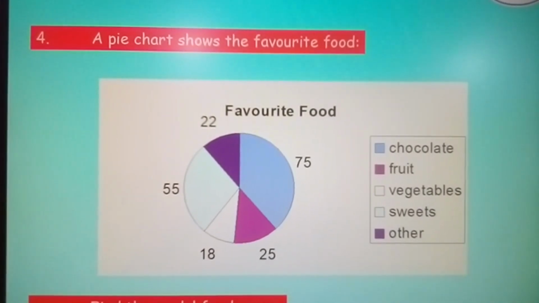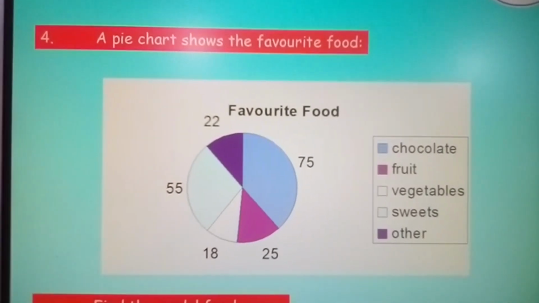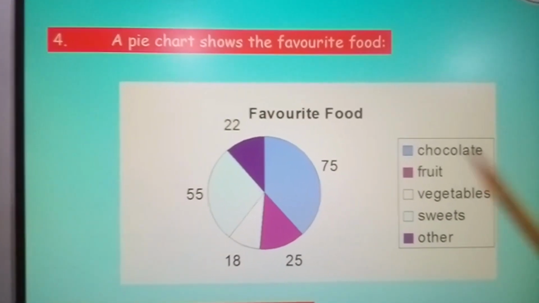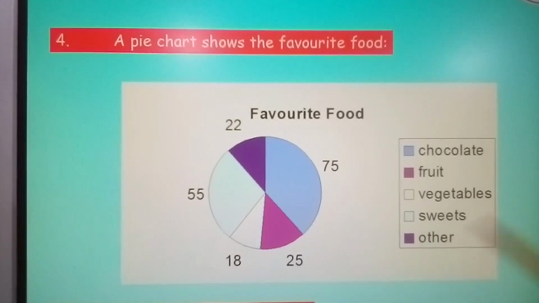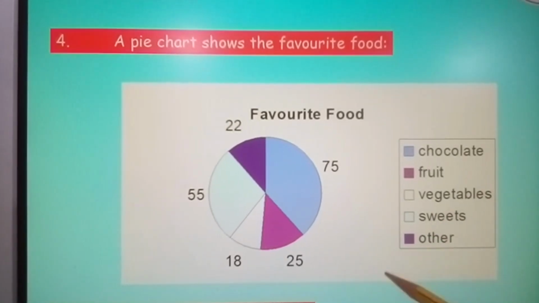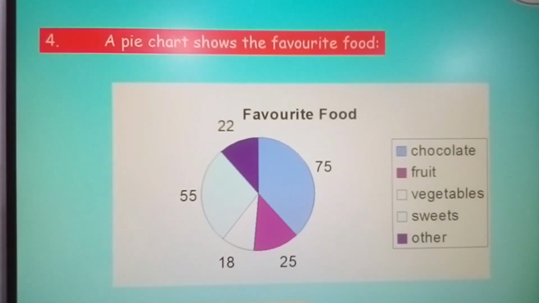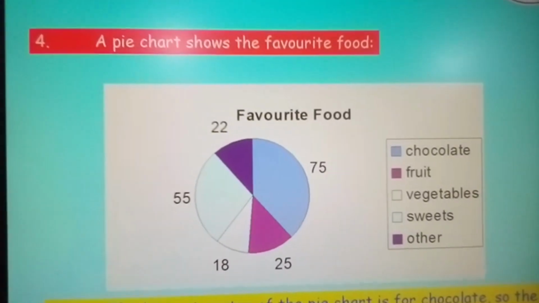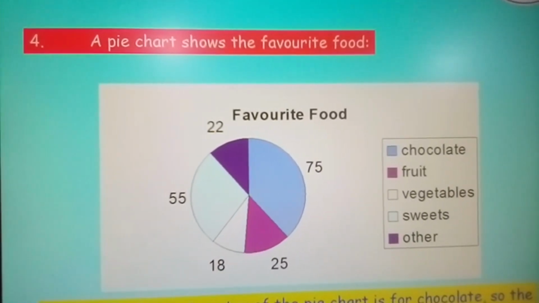Now, question on mode. A pie chart shows the favorite food. And again here, this should not be a problem. We have chocolate, fruit, vegetables, sweets, other. And the mode here, again, is going to be, tell me, I'm waiting. It's going to be chocolate, of course. The biggest sector of the pie chart is for chocolate, so the modal food group is chocolate.